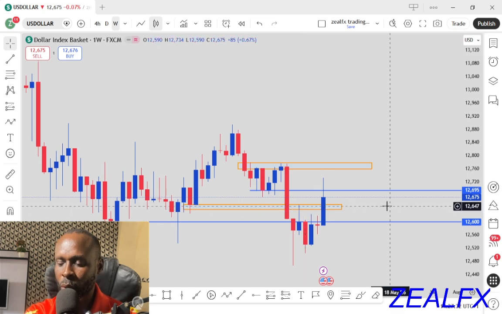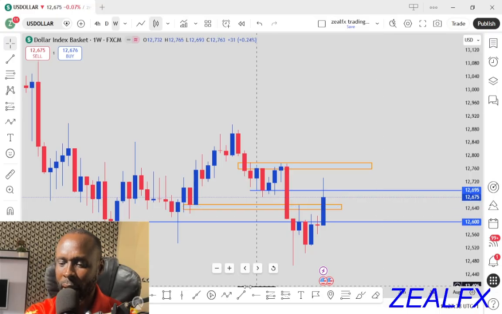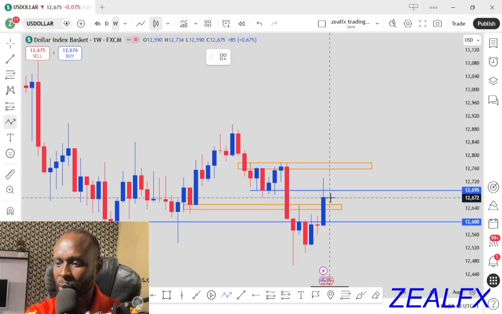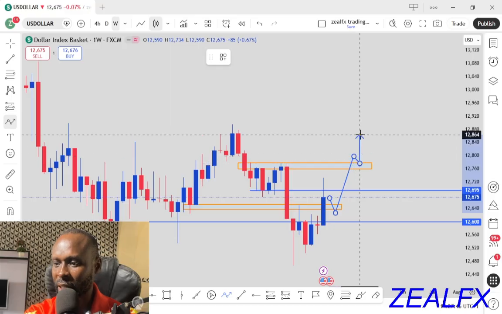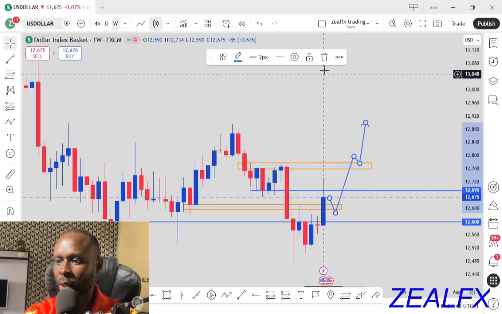So what do we expect this week on the dollar index from this level? We expect price to do a retest of this level on the weekly chart. Then we can start looking for buying opportunity to this resistance level, and a break of this resistance might trigger more bullish trend for the dollar index.